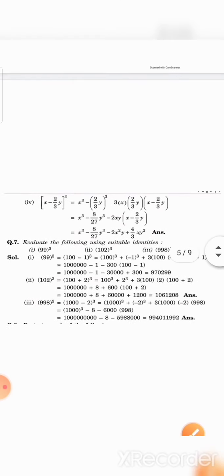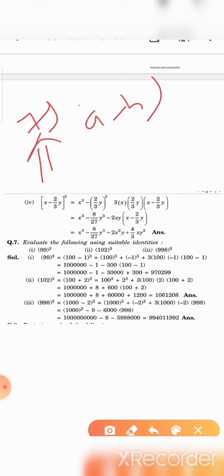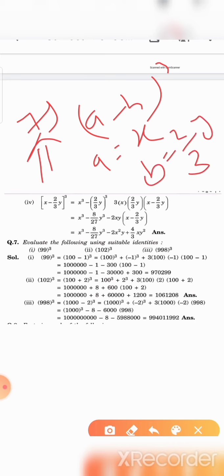Next question, question number 4. Again in question number 4, we use our identity number 7 because it is a minus b whole cube form. So comparing the term, we get a is equal to x and b is equal to 2 upon 3y. Substituting in identity number 7 expansion term, we get the step x cube minus 2 upon 3y whole cube minus 3x into 2 upon 3y, in the bracket x minus 2 upon 3y.